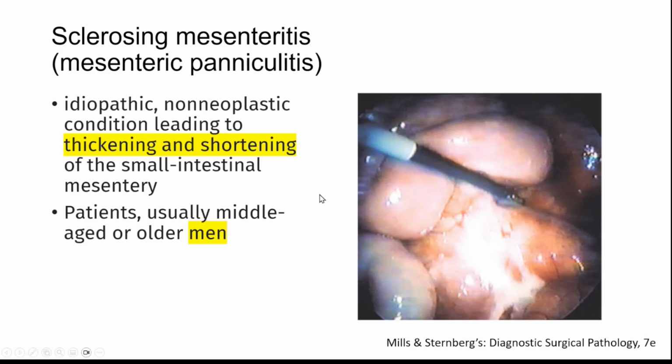So here's the scope picture. This is an idiopathic non-neoplastic condition leading to thickening and shortening of the small bowel mesentery. So kind of fibrosis, a scar that makes everything stick together. And the patient usually is a middle-aged or older man.